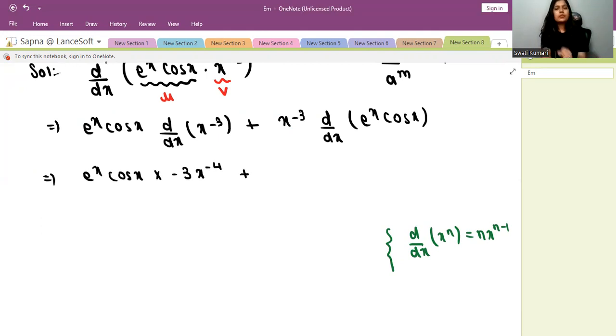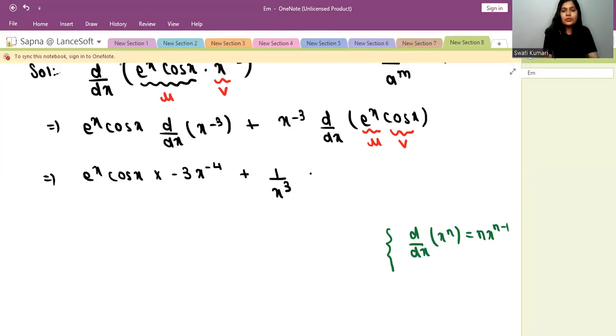Again, here we can use a property of exponent. We just want to get rid of this negative power, so we can also write this as 1 upon x cubed, using the same exponent property which I wrote above. And then the derivative of e raised to x cos x. Now you can notice that we again have a product of two functions, e raised to x and cos x. So let us assume this as u and this as v. You can take vice versa as well.